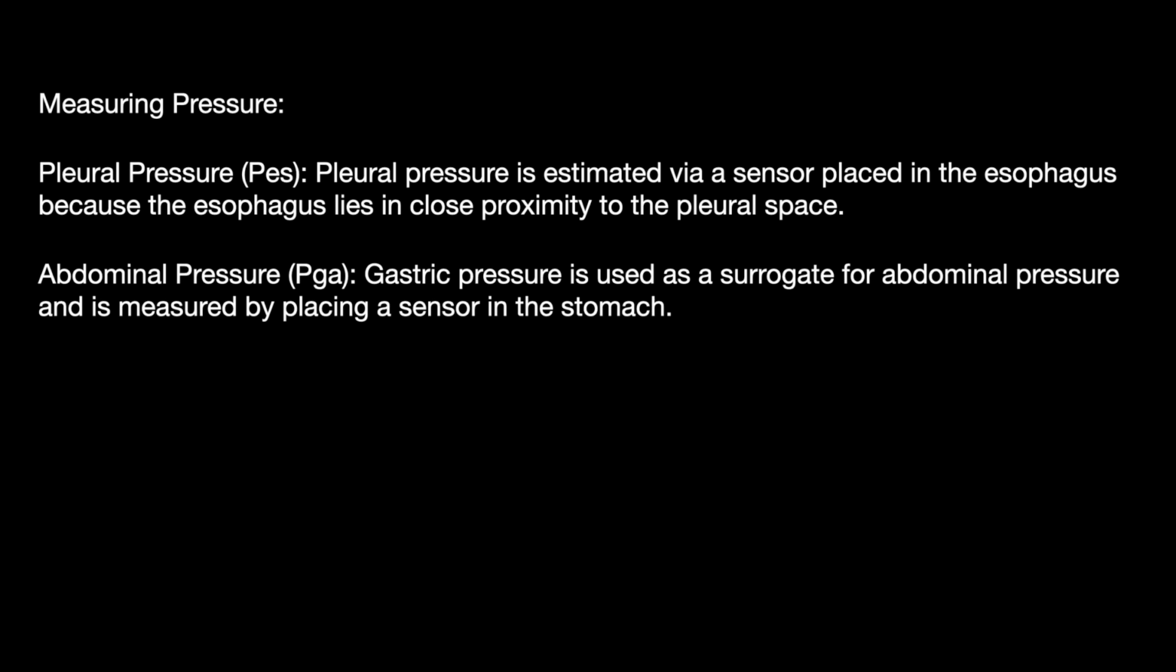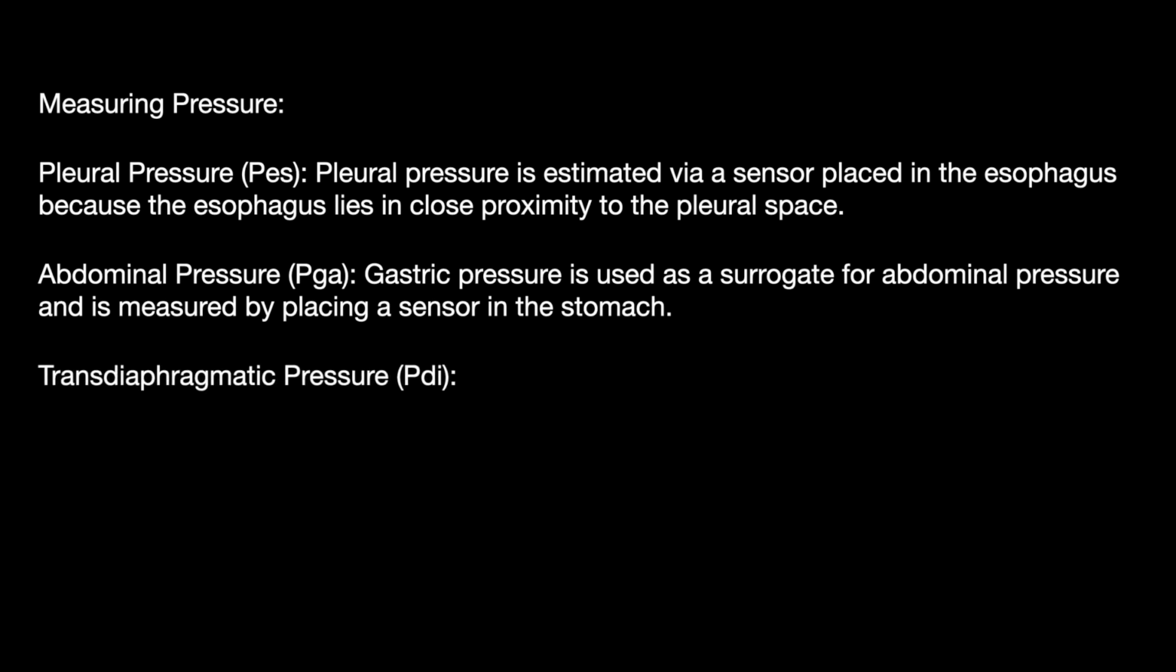Now, we also need to adjust for the abdominal pressure. The gastric pressure is used as a surrogate for the abdominal pressure, and it is measured by placing a sensor in the stomach. So what is actually done is we place a catheter with two sensors, one in the esophagus and one in the stomach. With those two sensors, we measure the pressures in the esophagus, which is surrogating for the pleural space, and the gastric pressure, which is surrogating for the abdominal pressure. Using both the pleural pressure and the abdominal pressure, we try to measure the effort of the patient.